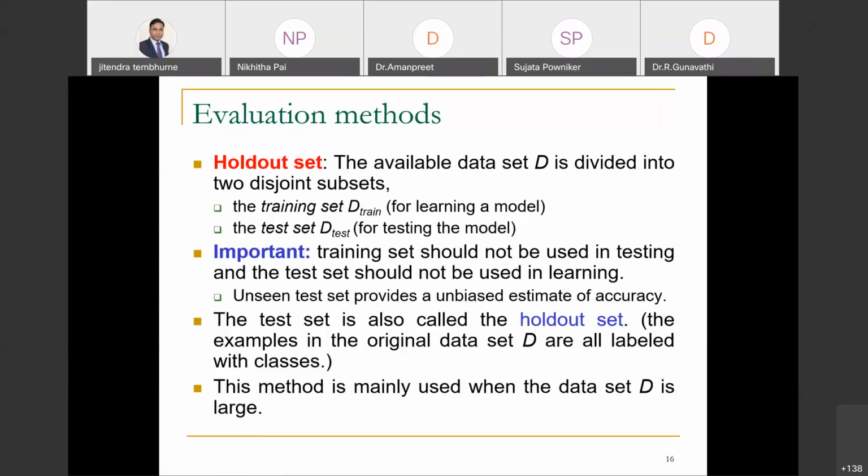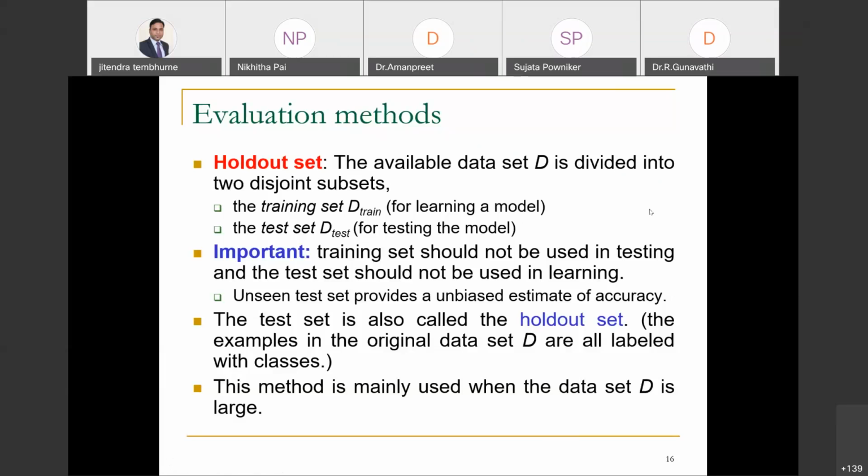We are having different sizes of data. Some data sets are very large, some are moderate, and some are very small. So for different types of data sets, we have to come up with a different approach or strategy in terms of training set and testing set. This slide talks about when your data set is very large: you will have a training set and a testing set.